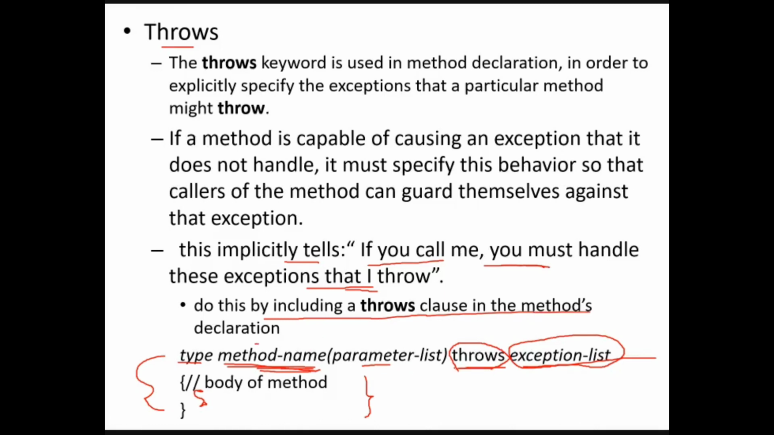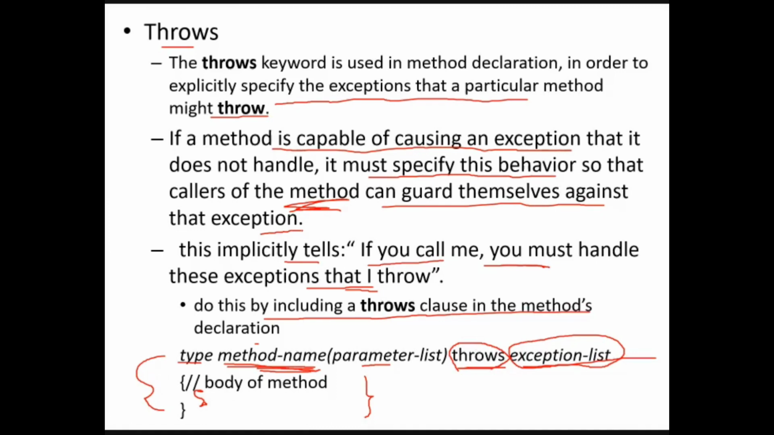So what is the purpose of throws? I'm giving information to the user that this method is going to throw this type of exception. The throws keyword is used in a method declaration to explicitly specify the exceptions that the method might throw. If a method is capable of causing an exception that it does not handle, it must specify the behavior so that the caller of the method can guard themselves against that exception. Okay? Got it?